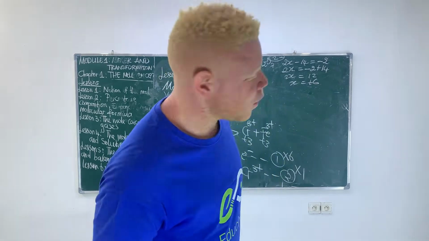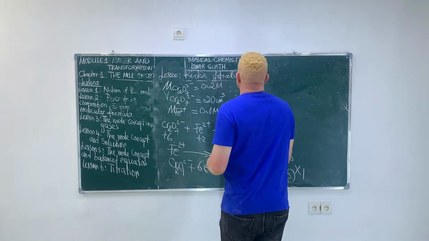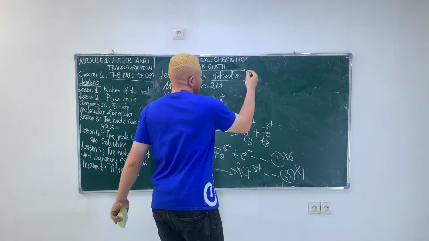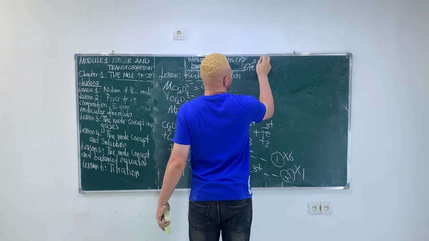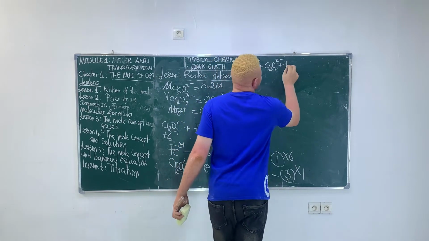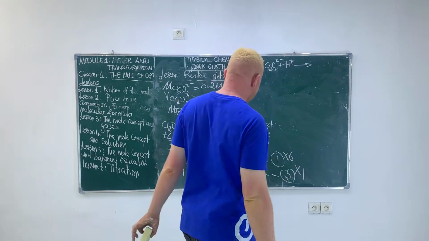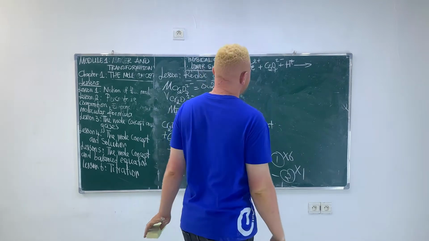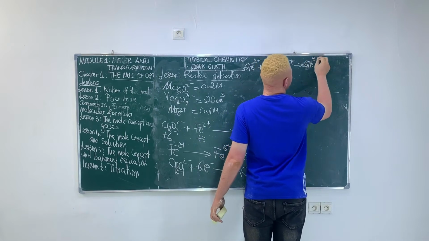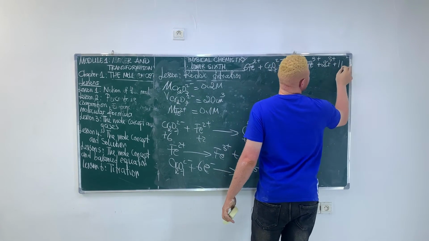After doing the multiplication, I add it up. I'm going to have 6 iron 2+ plus the dichromate, giving 6 iron 3+ plus 2 chromium 3+ plus water. Don't forget that I'm doing the balancing in an acidic medium, so the reaction is taking place in an acidic medium.